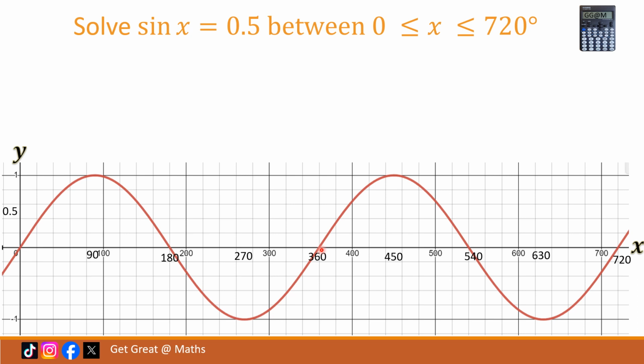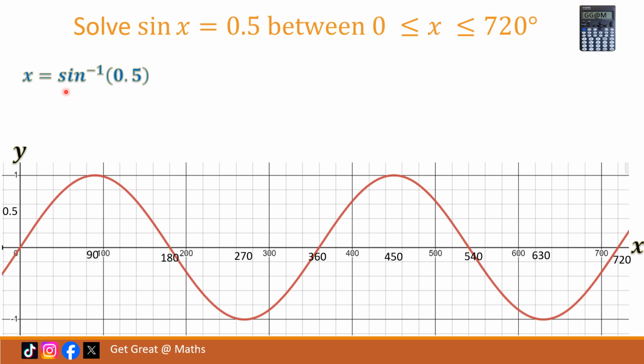From here the curve repeats, so exactly the same as what has happened between 0 and 360 then happens again. It goes back up to 1, down to 0, down to minus 1 and back up to 0. So between 0 and 360 and 360 and 720 the curve is exactly the same. Now this symmetry of the curve is really going to be important when we're looking at finding all the solutions between 0 and 720.